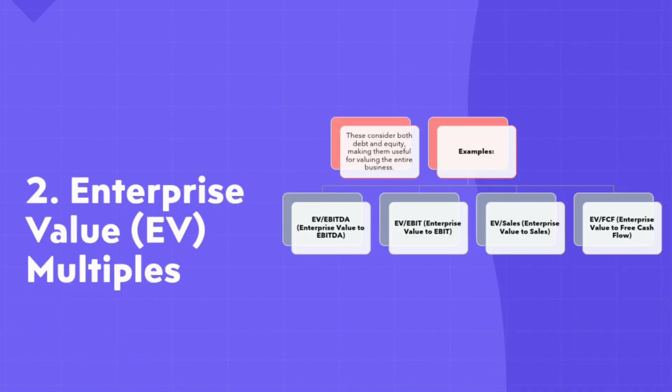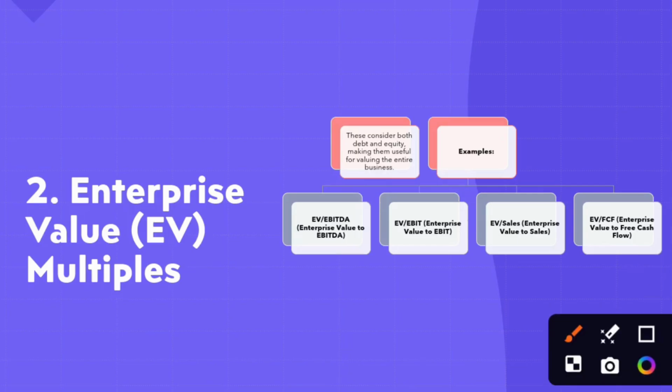Next, we move to the enterprise valuation multiple. This considers both the debt and the equity market, and is useful for valuing enterprise businesses. In the equity value multiple, we only take the equity values. In this enterprise value, we take equity value plus the debt. We consider both.